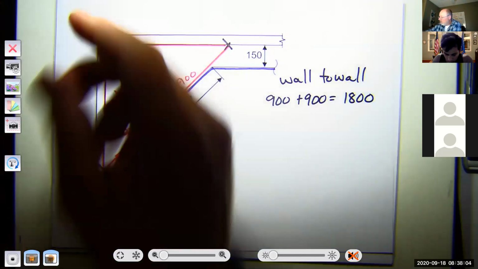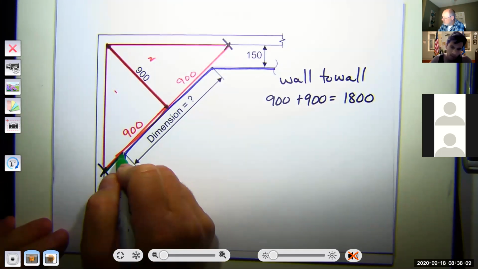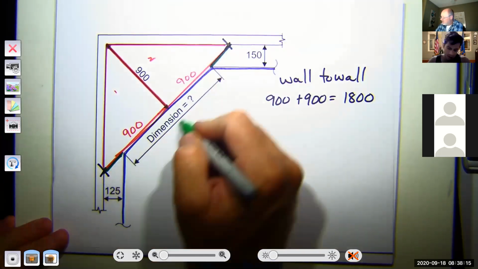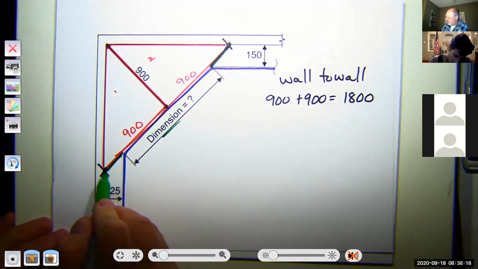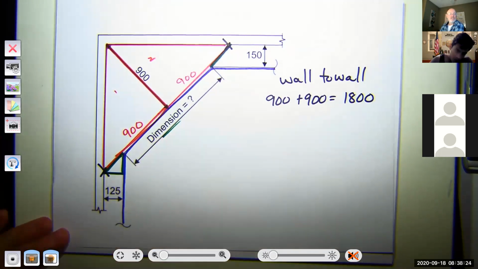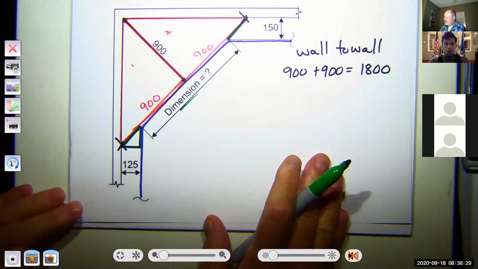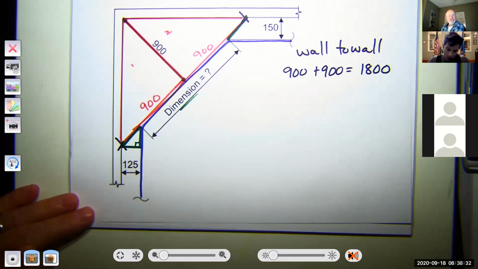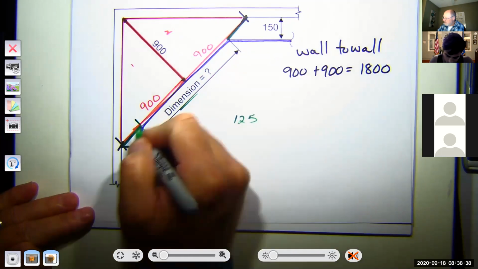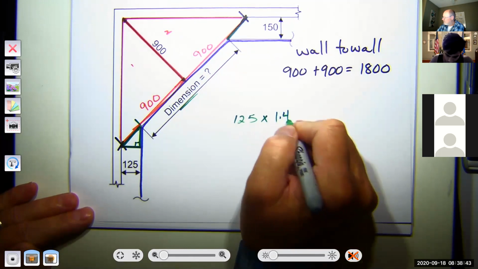So now I have my wall-to-wall measurement, and as you can see, I need to remove this piece length to then get my dimension in the middle. So look at this little triangle right here. You see the green triangle? That's really tough to see. I should have used a different color. But there's my right angle triangle sitting right there. And if I have a run of 125, I can then determine what the travel is by simply multiplying by 1.414.